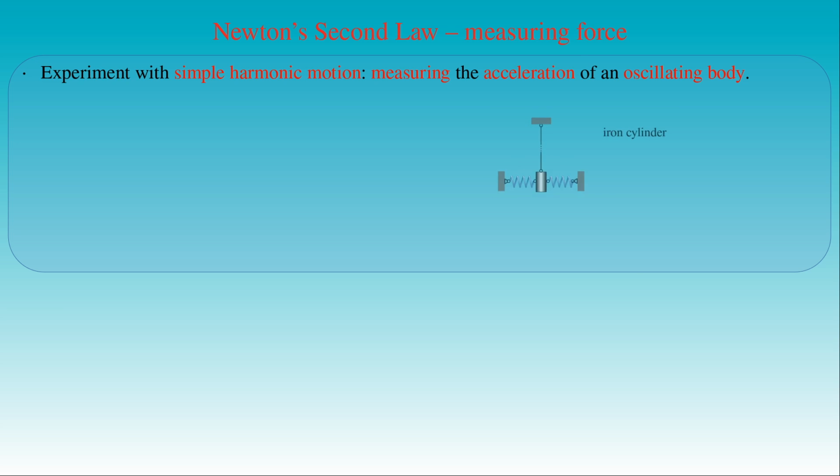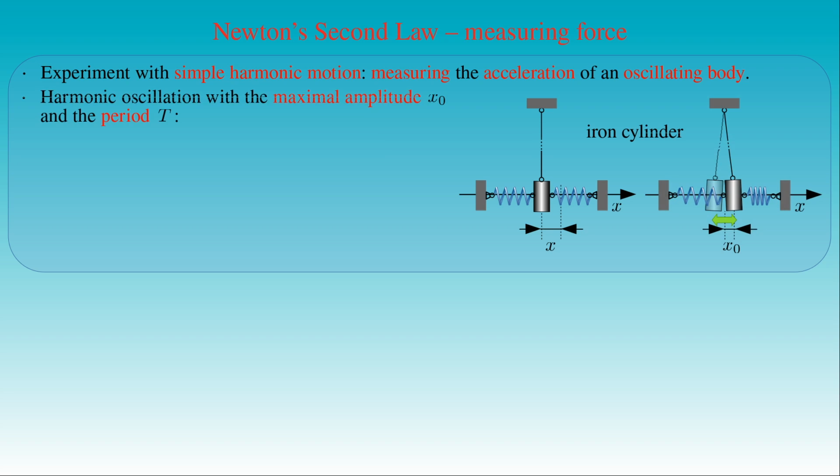In this experimental setup we suspend an iron cylinder to compensate its gravitational acceleration, and attach two springs to the body. Both the springs are fixed at their other end, as seen in the figure. If we orient the x-axis so that it is along the axes of the springs with the origin in the middle of the cylinder, then the cylinder is at rest at the origin, and it can move to any position along the x-axis in both directions. If we move the cylinder to the position x0 and release it, then the body starts a harmonic oscillation with the maximum amplitude x0 and the period T due to the forces exerted by the springs.